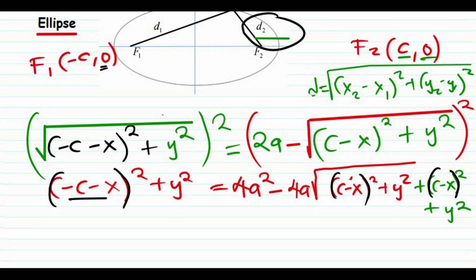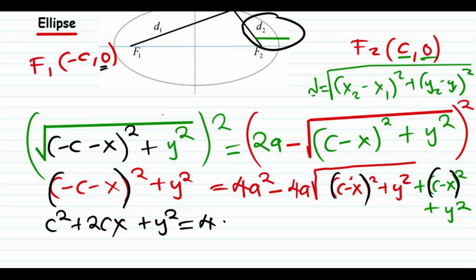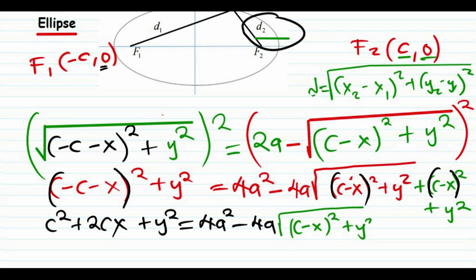Expanding what we have there, negative c times negative c is positive c squared, and negative c times negative x is positive cx, which comes twice, so 2cx plus y squared is equal to 4a squared minus 4a times the square root of c minus x squared plus y squared. At the far end we can still expand: c minus x squared gives c squared minus 2cx plus x squared, and then plus y squared.